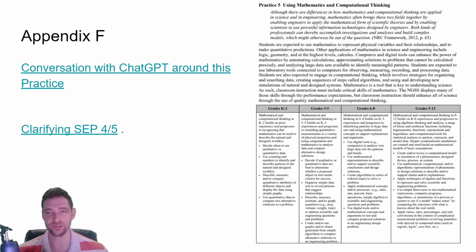But I really struggled doing this on my own because there's such an overlap with SEP number 4, which is about analyzing data and graphs. This one is more about mathematical thinking, and there's a lot of similar language used between these two practices in the NGSS. So it can be unclear: if I'm teaching this practice, am I focusing on that, or on this practice, or is it both?